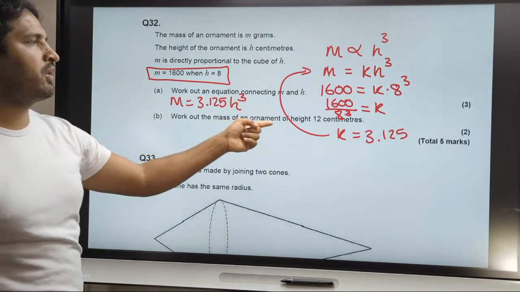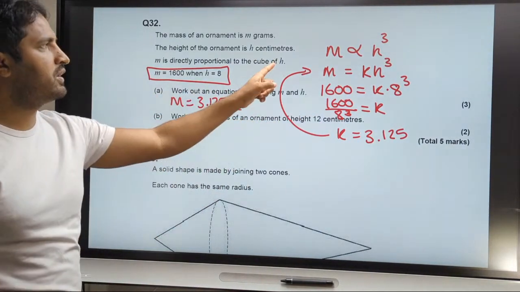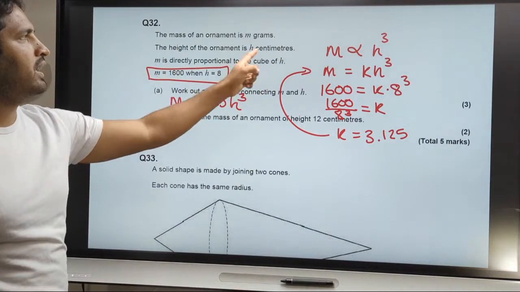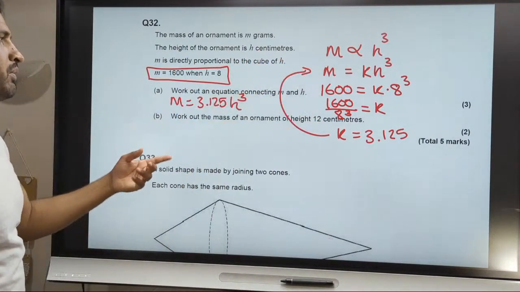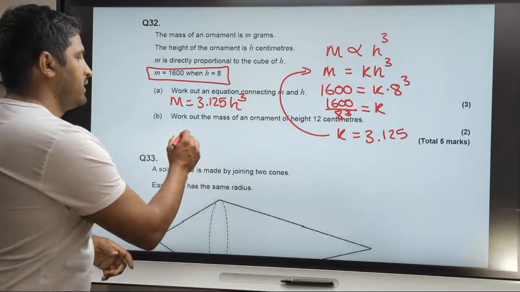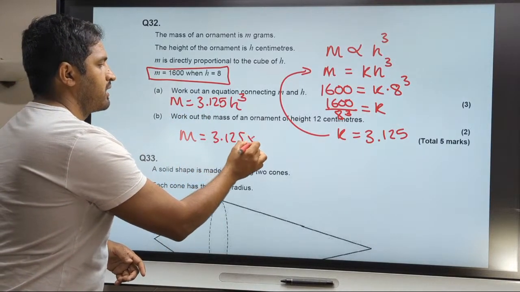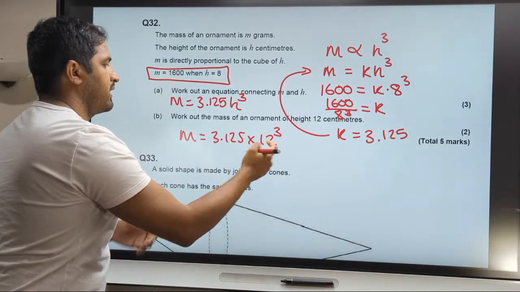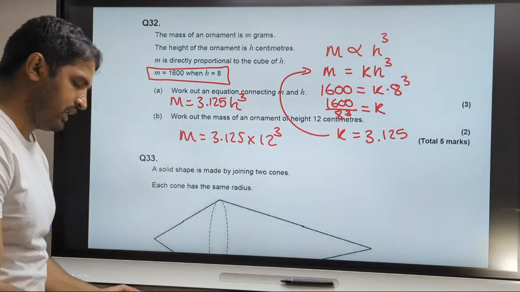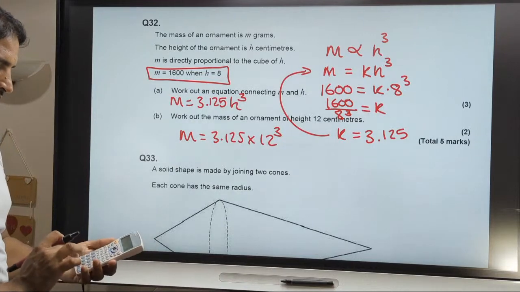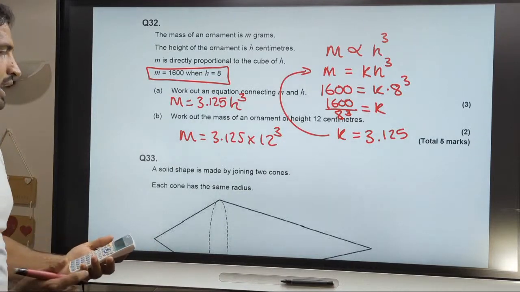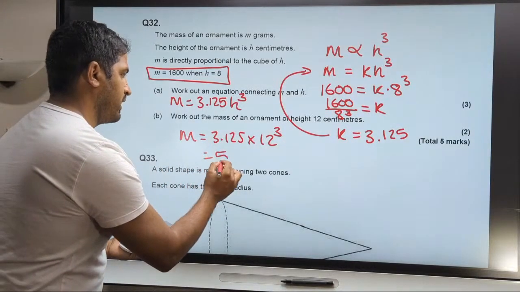Work out the mass of an ornament when the height is 12 centimeters. So whatever the height is, we cube that and then multiply by 3.125. So the mass is going to be 3.125 times 12 cubed, and we need to put that in the calculator. So 3.125 times 12 cubed, and I get 5,400.